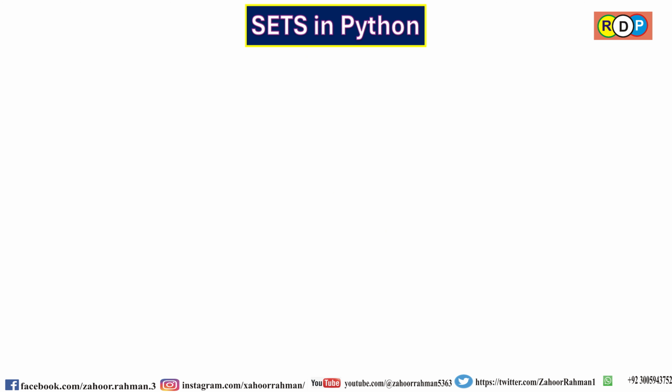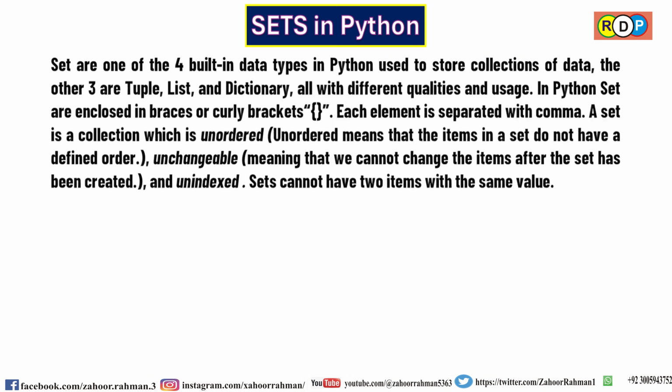In today's lecture, we are talking about sets, and let's clear the concept of sets in Python as well. Sets are one of the four built-in data types in Python used to store collections of data. The other three are tuple, list, and dictionary, all with different qualities and usage. In Python, sets are enclosed in braces or curly brackets. Each element is separated with a comma.